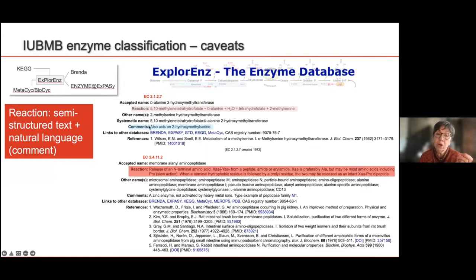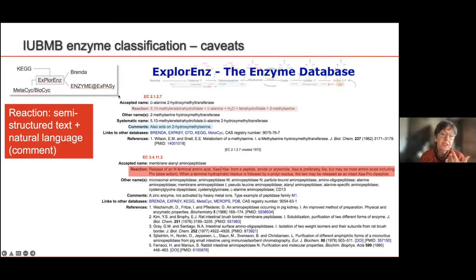But we also have information in the comment section. For instance, in this case, they say that the D-alanine 2-hydroxymethyltransferase, 2.1.2.7, is also acting on 2-hydroxymethylserine. So I insist on this because there are several resources that are describing the IUBMB enzyme classification. So in the group, the Enzyme database at Expasy, but you have also Brenda or KEGG or MetaCyc.